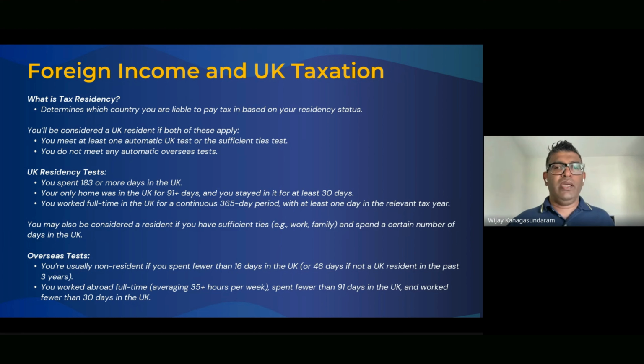In the UK, you'll be considered UK resident if you meet two criteria. One, you meet at least one automatic UK test or sufficient ties test, and two, you do not meet any automatic overseas test. So there are two tests we need to consider. The UK residency test is if you spend more than 183 nights or days in the UK, you're a tax resident. If you spend fewer days, for example, 91 days, but you have other ties, there's a table that we'll go through. So we'll have to ask questions about whether you have a family home, whether your family lives in the UK, etc. So there are certain ties that you need to go through to understand whether you're a tax resident in the UK or not.